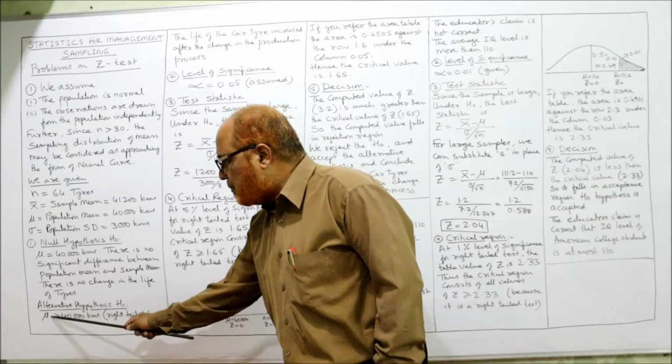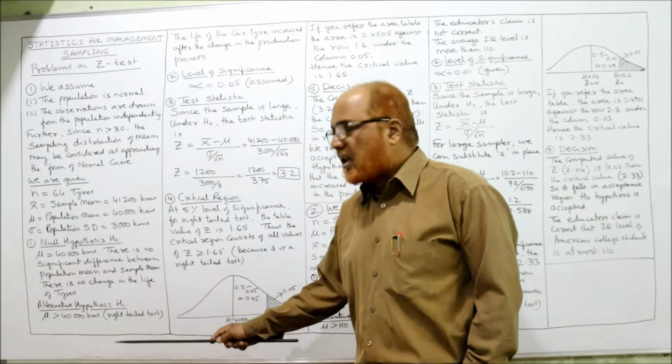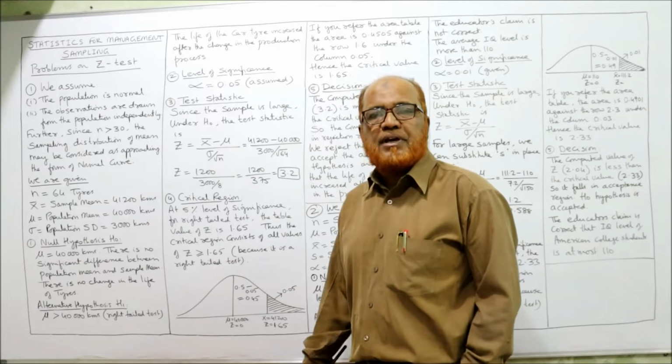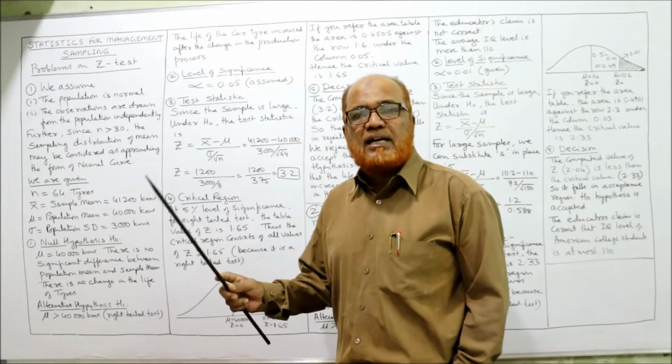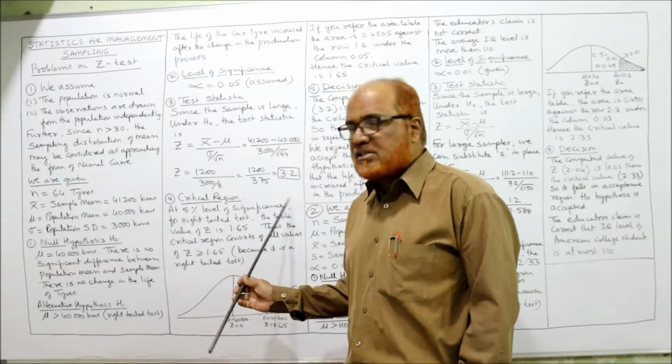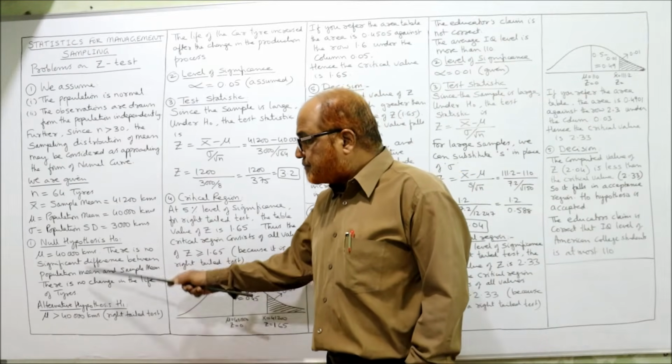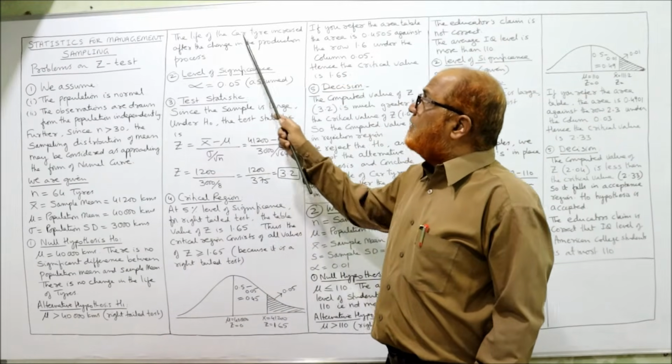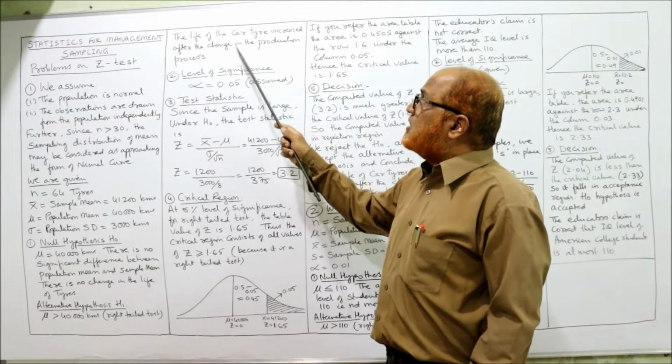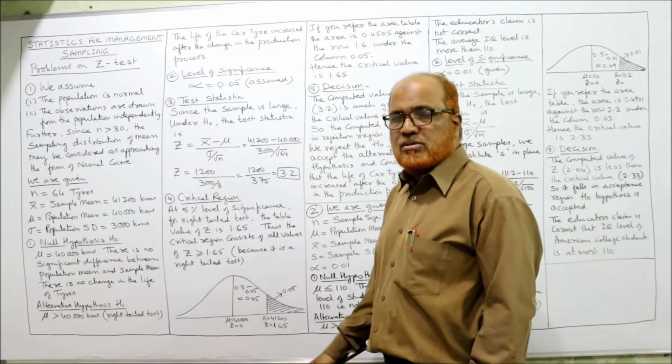When we write the symbol greater than, it's a right-tailed test. I'll explain what right-tailed is here. So here, alternate: the life of the car tire increased after the change in the production process.